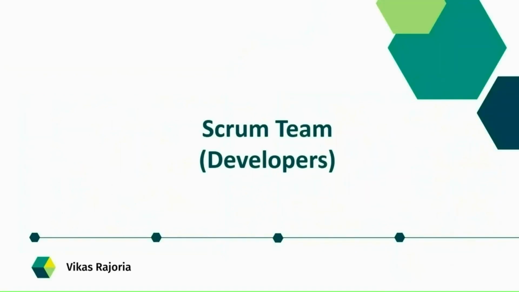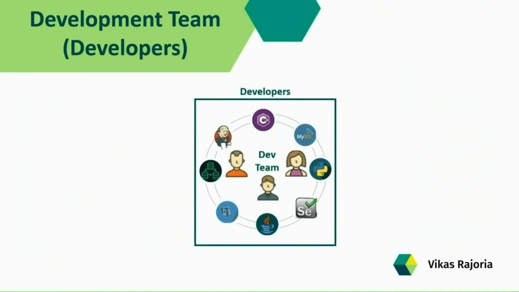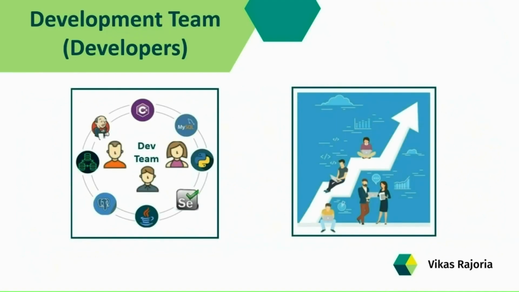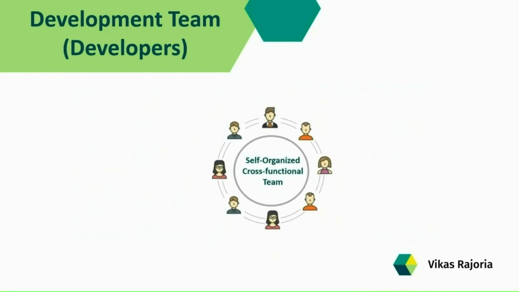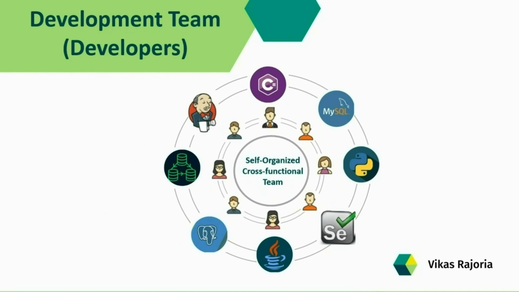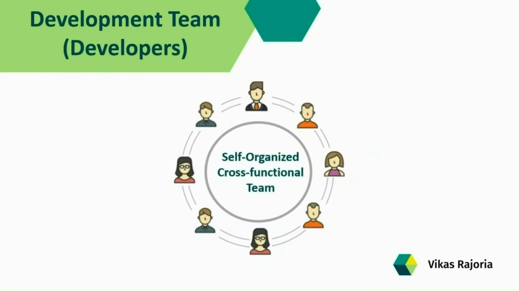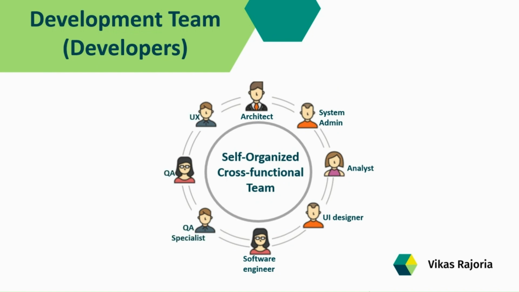Then we have the Scrum team or development team. These are the people who work together to develop and deliver the requirements of the stakeholders. A Scrum team is a self-organized and cross-functional team. So different team members come together and each member has various capabilities and expertise in their areas. A Scrum team may include software engineers, architects, system engineers, analysts, UI designers, QA specialists, and other members depending upon the requirements of the project.